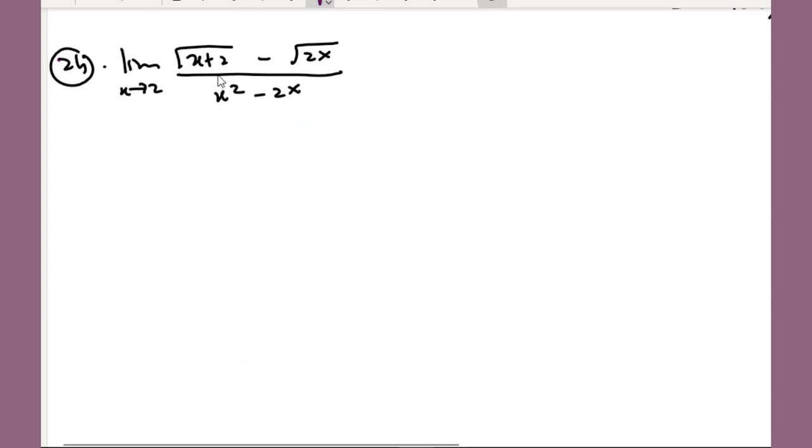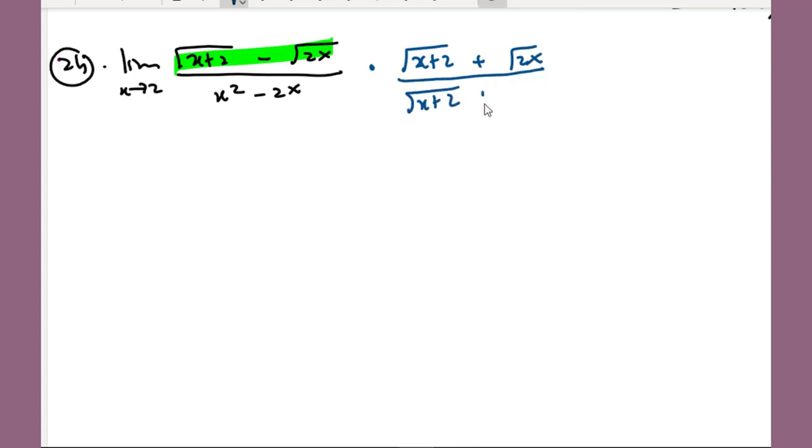2h. Okay, substitute: x plus 2 is 4, so square root 4 is 2, minus 2 times square root 2 is 4, so 2 minus 2 is 0. Okay, 4 minus 4 also 0. 0 over 0, indeterminate form. So next you can times conjugate. So indeterminate form, and conjugate. Okay, this is the conjugate. Take this one as a conjugate. So root of x plus 2 plus 2 root x over root of x plus 2 plus 2 root x.